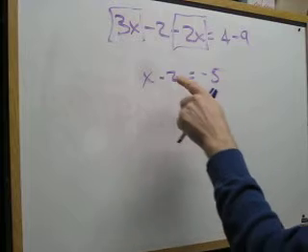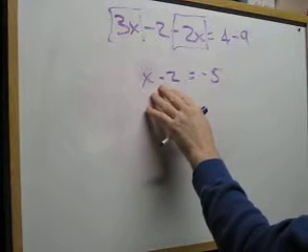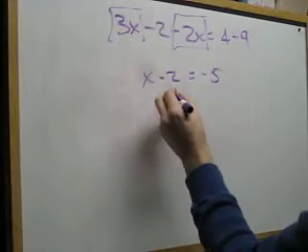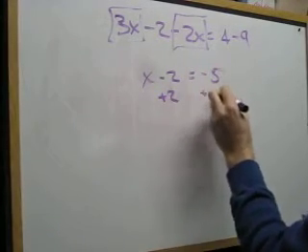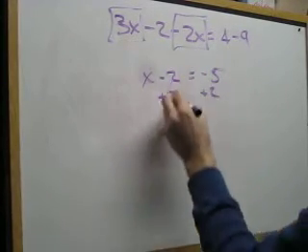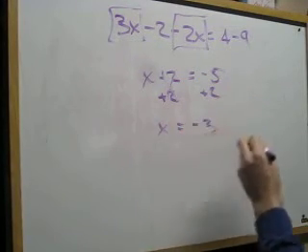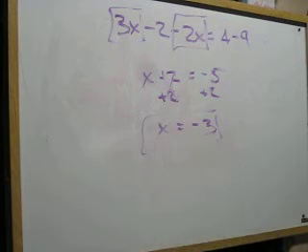So, what do we have to add to this side in order to turn this minus 2 into 0? Plus 2. And we have to add 2 over here. So those disappear. And negative 5 plus 2 is negative 3. So there's my solution set. You can plug it in and try it if you like.